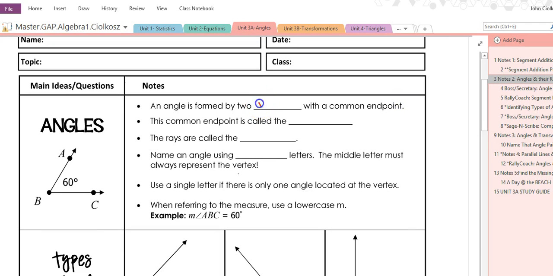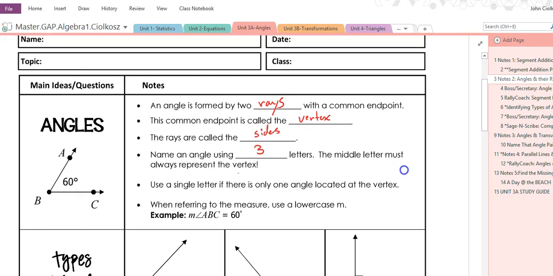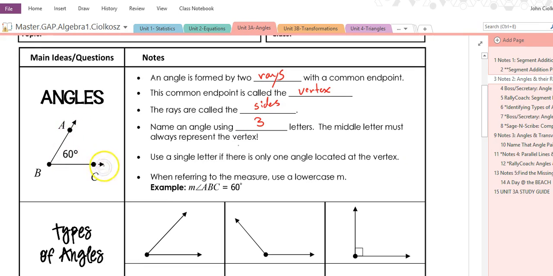So an angle is formed by 2 rays. These are rays here, so they have a definitive end and they go on forever in some direction, with a common endpoint. This common endpoint is known as the vertex. The rays are called the sides. Name an angle using 3 letters. So this could be angle ABC or CBA. So again, the vertex is always that middle letter.